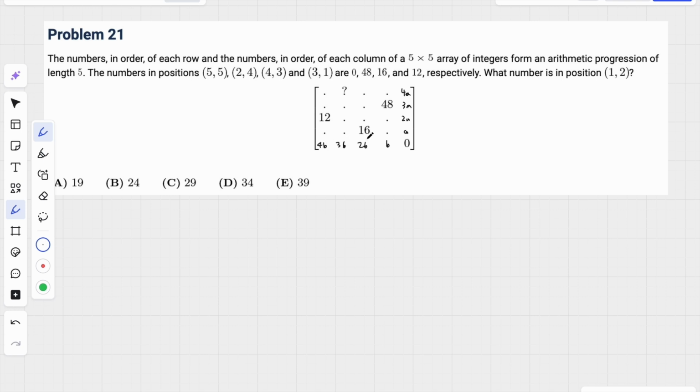Now we have 2B and 16 here, so using the arithmetic progression, we find that this term will be 32 minus 2B. This one will be 48 minus 4B. This will be 64 minus 6B.